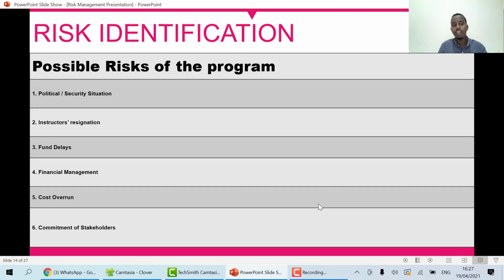Lastly, risk identification. These are the possible risks in this project. Number one, political or security situation. Number two, infrastructure resignation. Number three, fund delays. Number four, cost overrun. Number five, financial management. Number six, commitment of stakeholders.